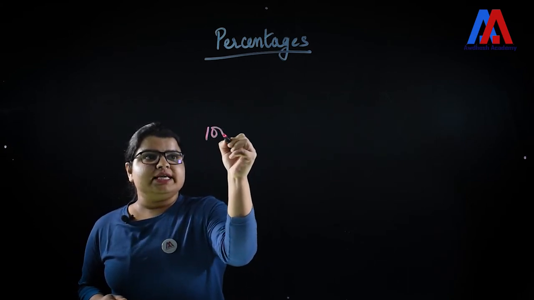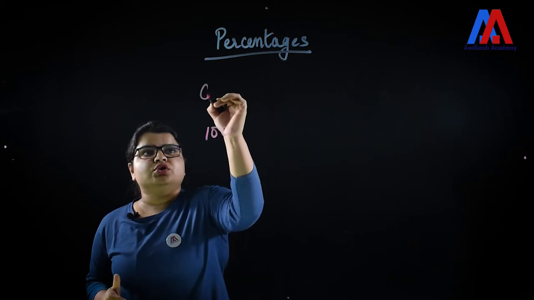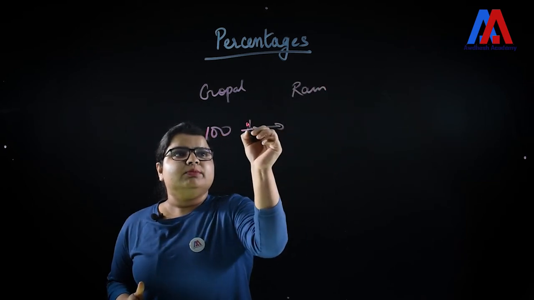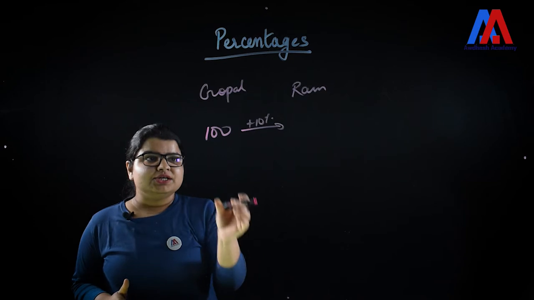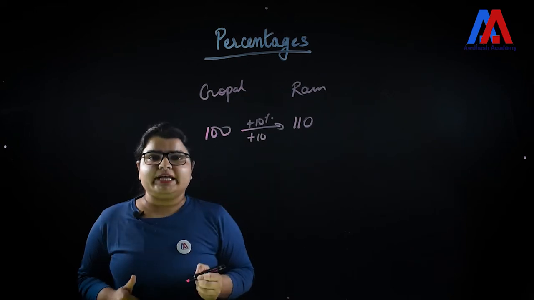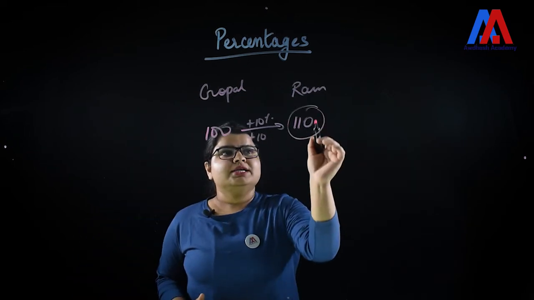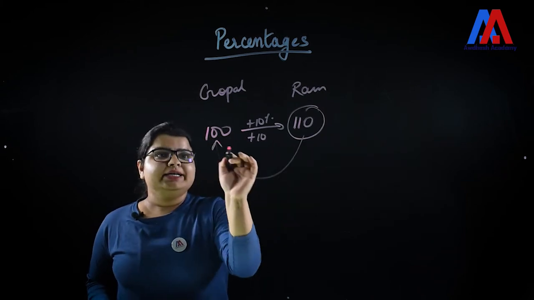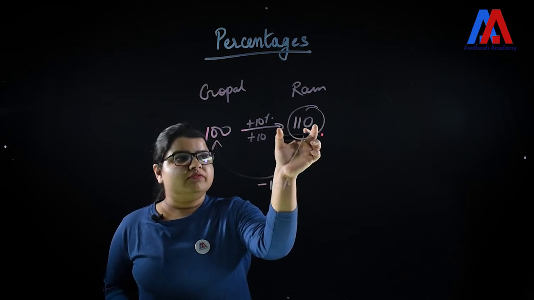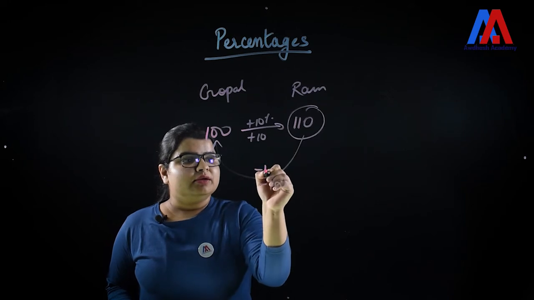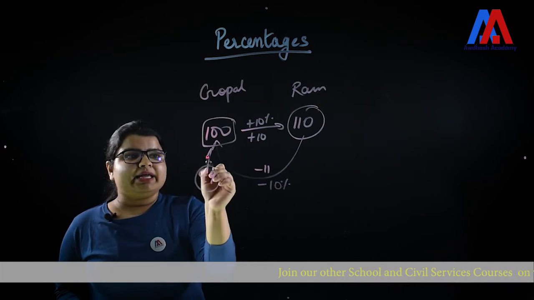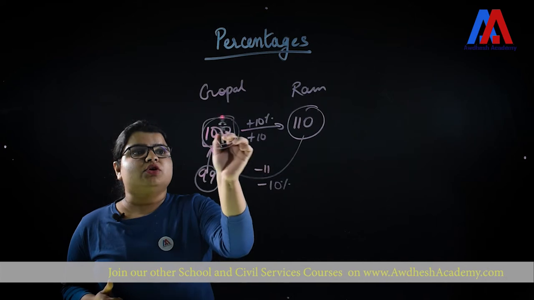So we have say 100 as the original cost price at which Gopal had bought the phone. Now he sold to Ram at 10% profit, that is it will be plus 10%. So plus 10 on 100 will give us 110. That is an absolute value change of 10 as well. Now Ram has sold it back to Gopal at 10% loss, that is minus 10%. Now 10% of 110 will give you 11. So 110 minus 11 will mean 99.